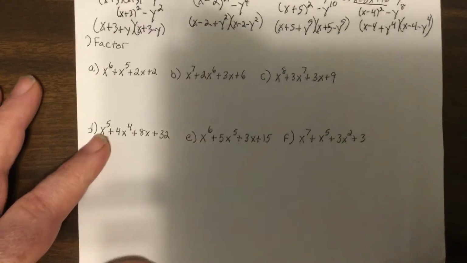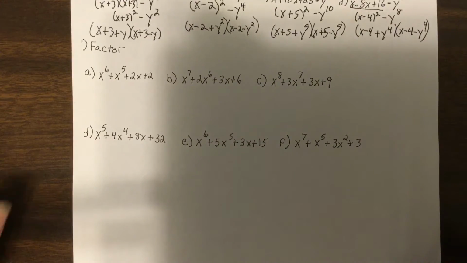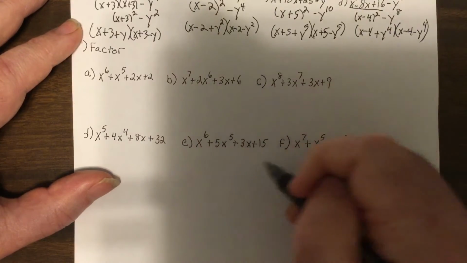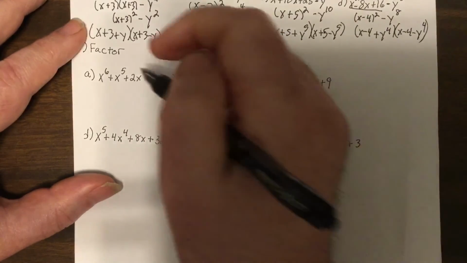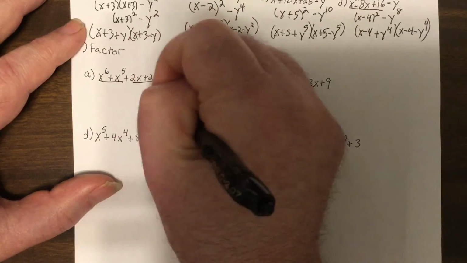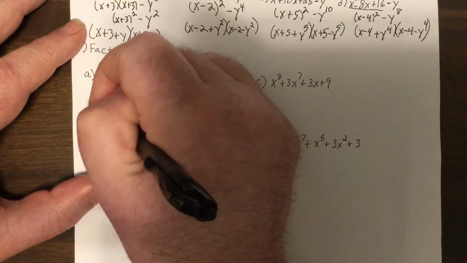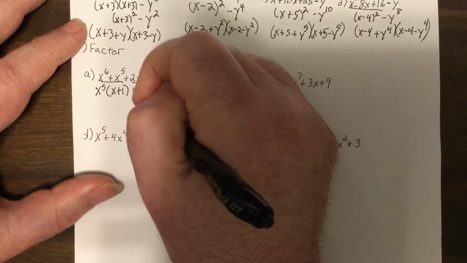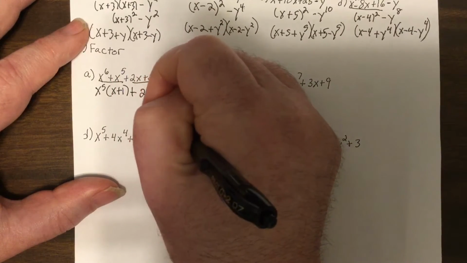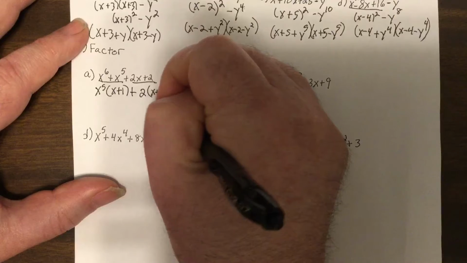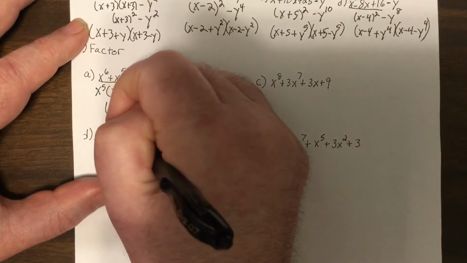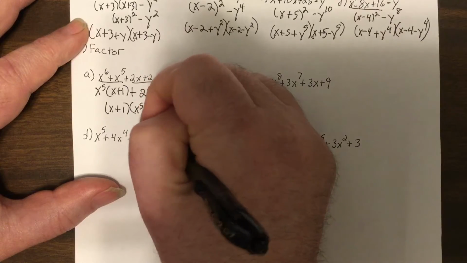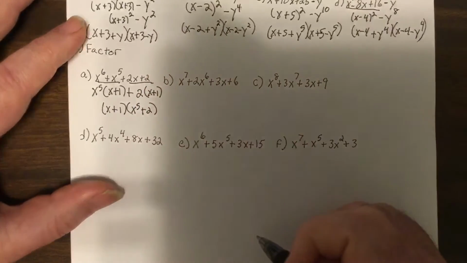Now the next groupings are actually 2 by 2s. So there's no minus squares at the end, if you can see. So I'm going to group the first 2, last 2, and then factor out the GCF. So it'd be x to the 5th times x plus 1, 2 times x plus 1. So it'd be x plus 1 times x to the 5th plus 2.